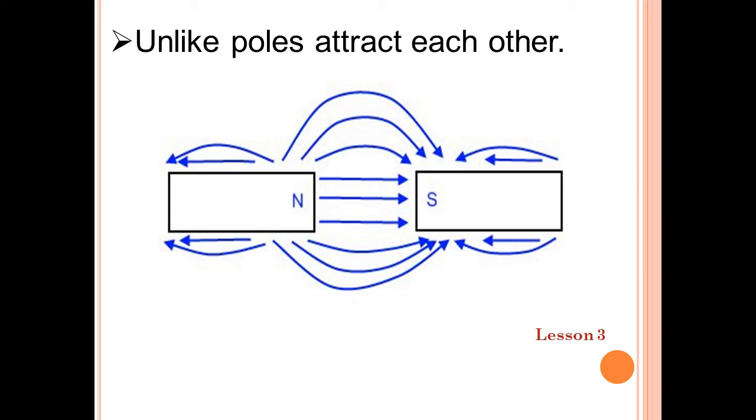There is something that we want us to learn. The first property, that like poles repel, and the second property, that unlike poles attract, those two properties make up what we call the law of magnetism. So when they ask you to state one law of magnetism, you say that unlike poles attract while like poles repel.